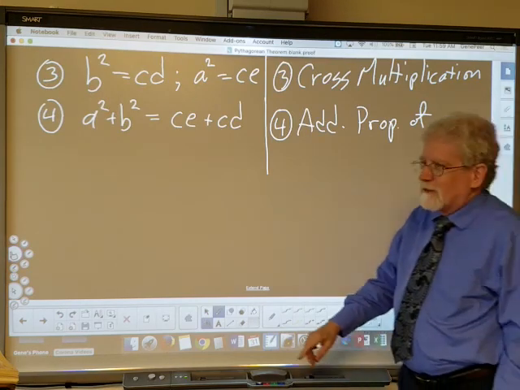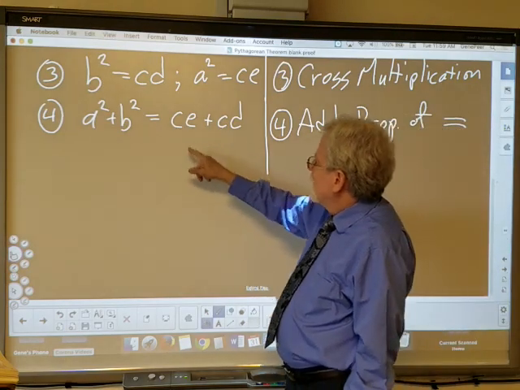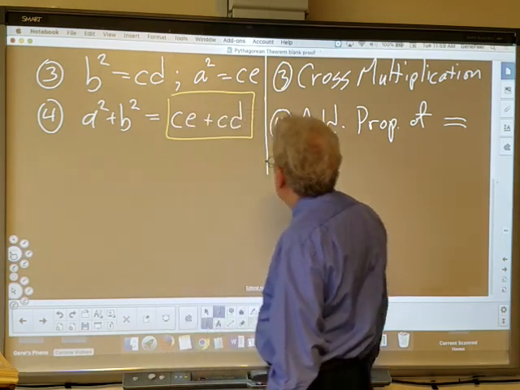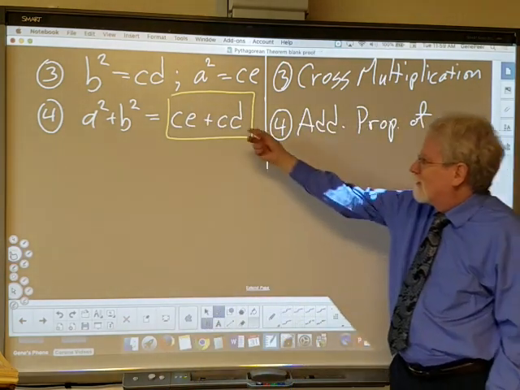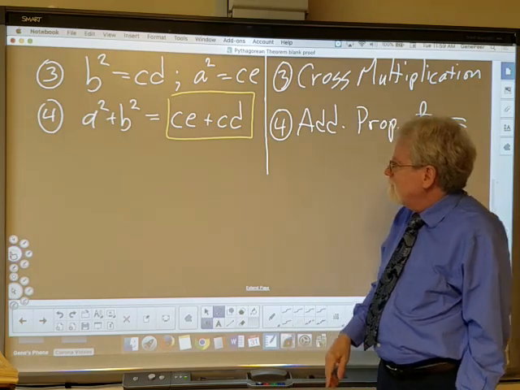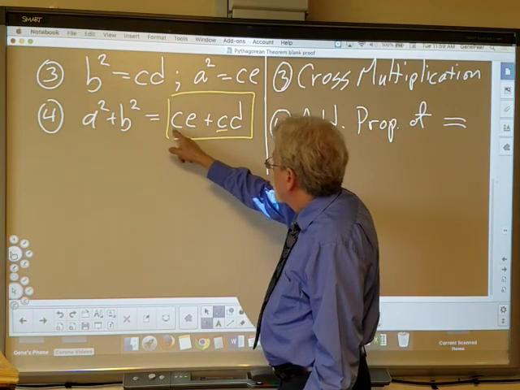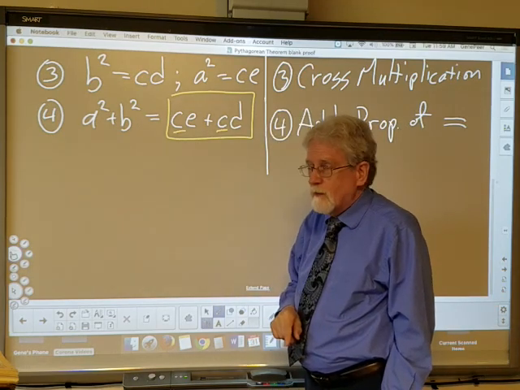Now, oh, this is the fun part. Look right here. See anything kind of special about this? Oh, there's a C in both terms. Yes, there's a C in both terms. Can we factor that out? Yes, you can factor that out. We're going to factor out the C. You remember how to factor.